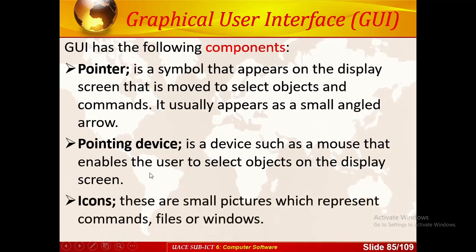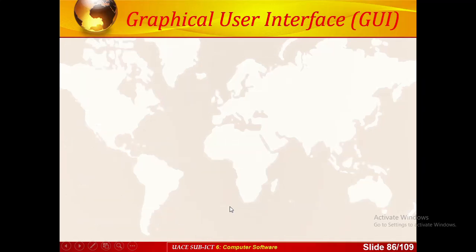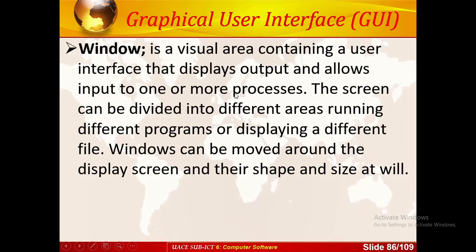Then we have icons. There is a small picture which represents a command, files or windows, as we're going to look at them. Graphical interface, the window. Actually, when we talk of windows, it is a visual area containing a user interface that displays output and allows input for one or more processes. This is when you right click. When you right click, you have a window. That window helps you to select between some functions on the screen, where there is copy, cut, send, or anything, as we're going to look at them.